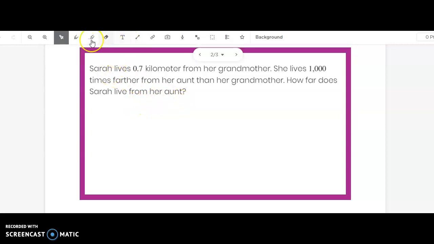Well, the first thing I'm going to do is go back and reread, and I'm going to jot my details. Find some very important pieces that will help me solve the problem. So Sarah lives 7/10 of a kilometer from her grandmother. She lives 1,000 times. Ooh, that's helping me. Further from her aunt than her grandmother. They want to know how much further she lives from her aunt.